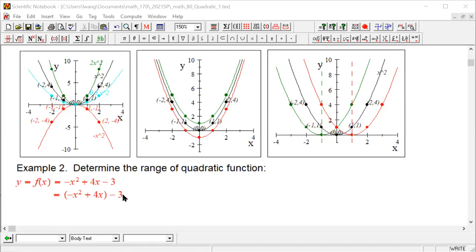Hello, this time we're going to determine the range of another quadratic function. This time the parabola opens down. To determine the range of this quadratic function, the first thing we're going to do is regroup.